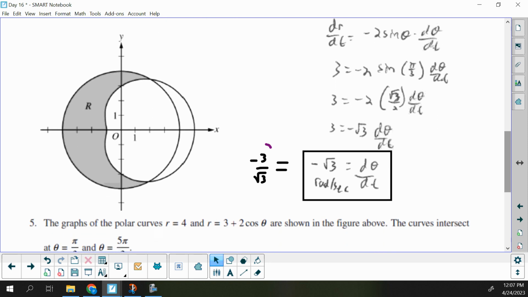Divide that over. A lot of you probably had that. I ended up writing mine as minus radical 3 by rationalizing, but make sure you have radians per second as your units on that.